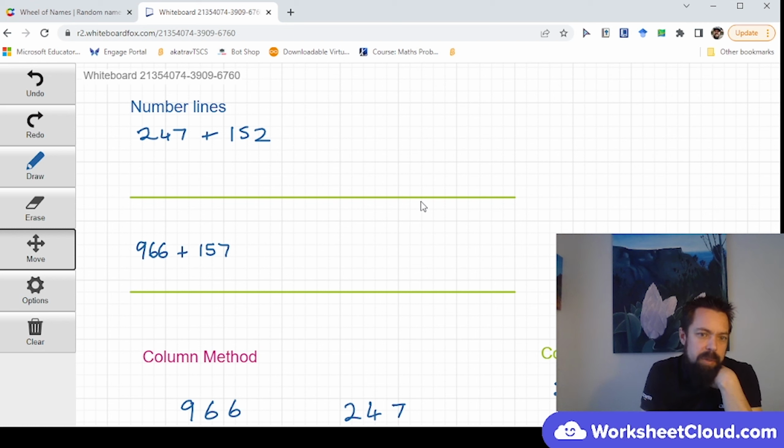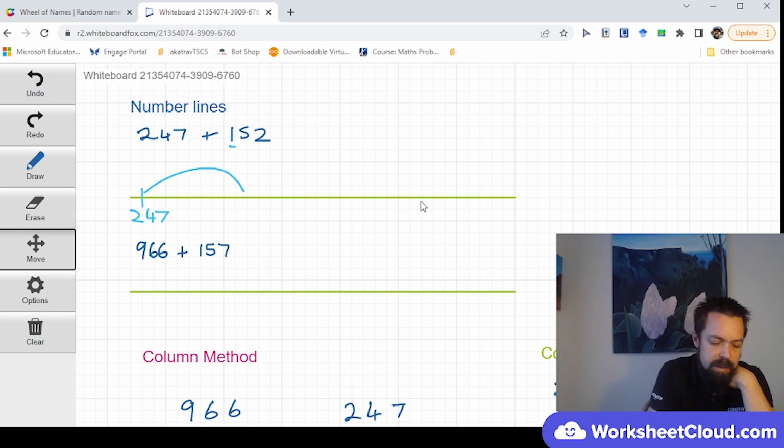I've organized these in the question, so the bigger number is first, but if they were the other way around, I'd switch it and put the bigger number first, but because of the commutative law, it doesn't matter which one comes first. But I'm going to start by putting 247 on my number line over there. All right, next up, I'm going to jump this 152 in pieces. I'm going to jump the hundreds, then the tens, then the units. So I'm going to add my 100 first, so plus 100, and that would give me 347.